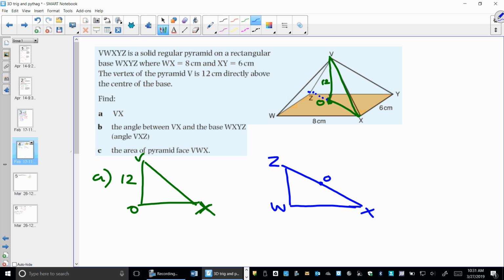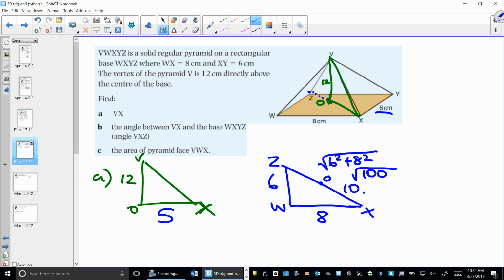So go back to our labels, so we know that WX is 8 and ZW is obviously the same as this, so that's 6. So that's going to be 6 squared plus 8 squared. So 36 and 64, that's 100, isn't it? So that whole length is 10. So if Z to X is 10, that means that O to X is going to be just 5.